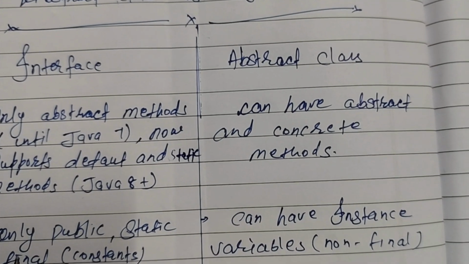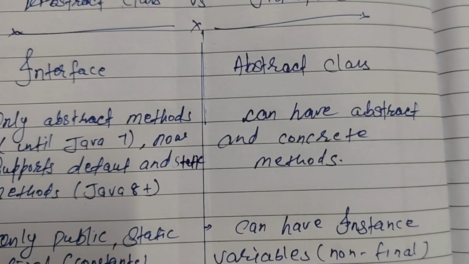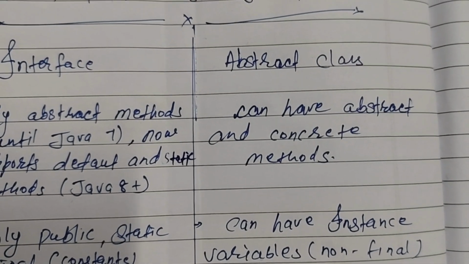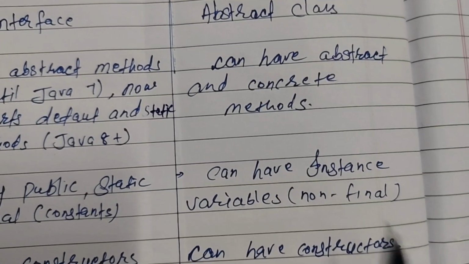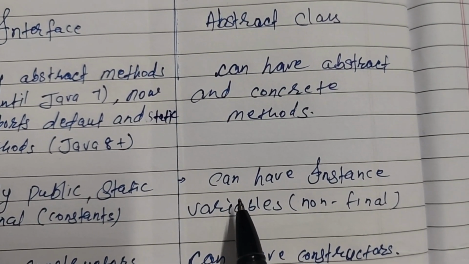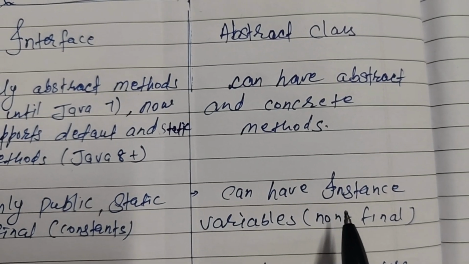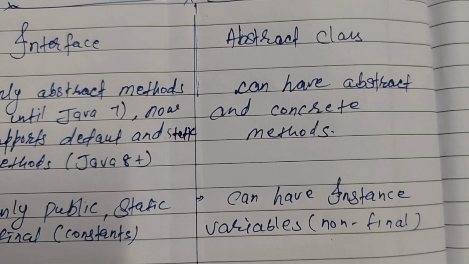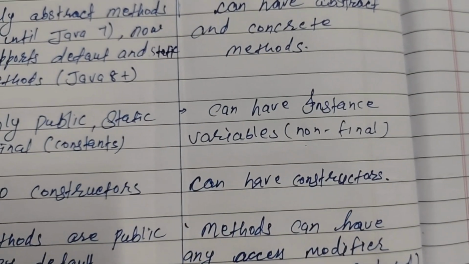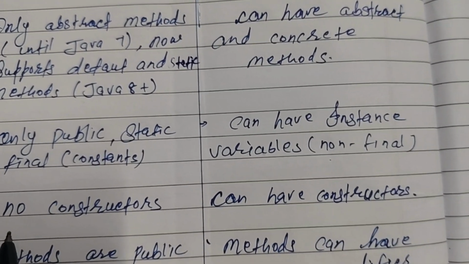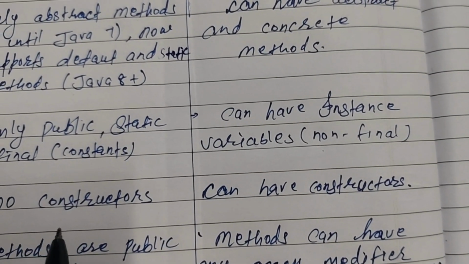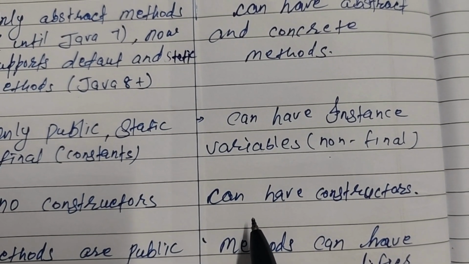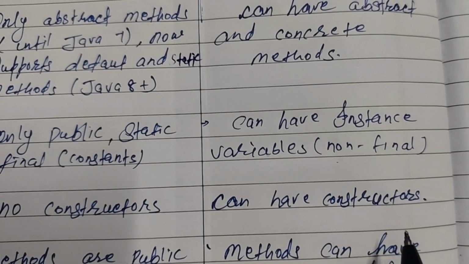The variables of an interface only support public, static and final constants. Okay. But an abstract class can have instance variables, and these are non-final variables. Okay. An interface has no constructor, but an abstract class can have constructors as well.